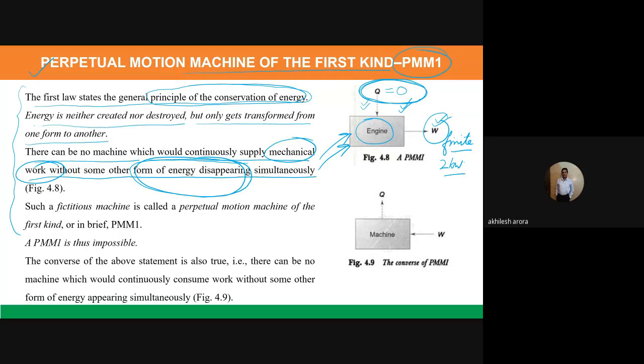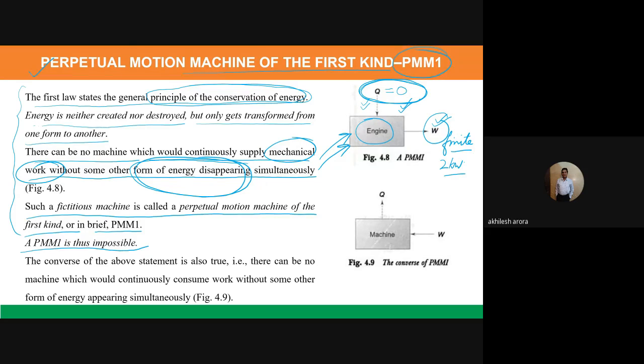Such a fictitious machine is called a perpetual motion machine of the first kind, or in brief PMM1, and it is impossible to have such a machine. This is one way of depicting this PMM1.